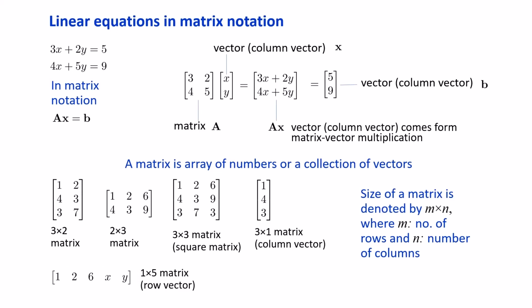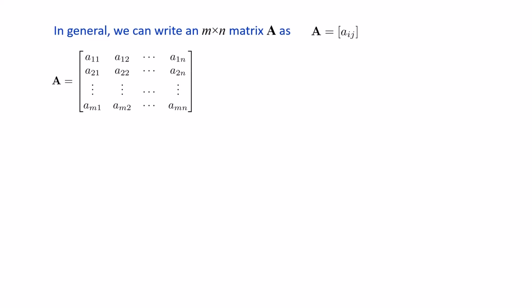In a compact form, a matrix capital A with elements small a's is written as capital A equal to, within square brackets, small a i j. If we expand this notation, we get the full matrix, where all the elements are explicitly written.